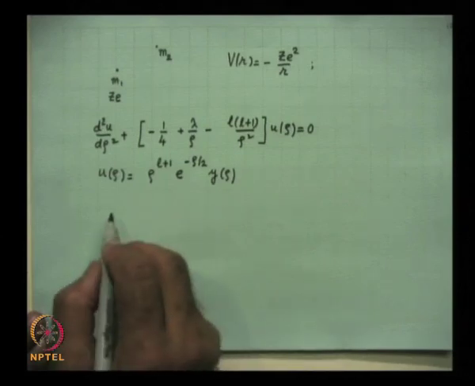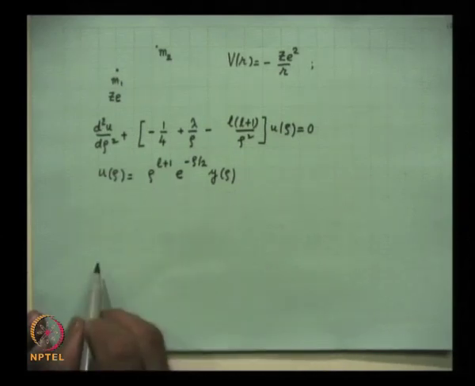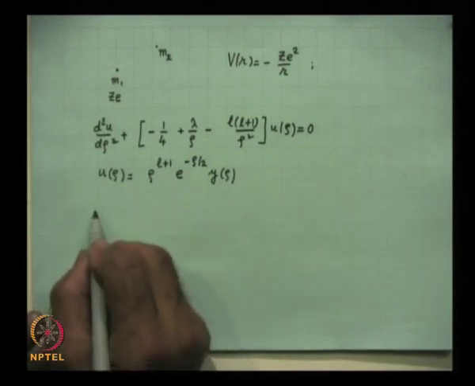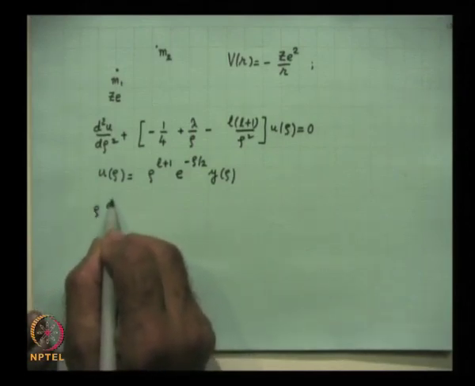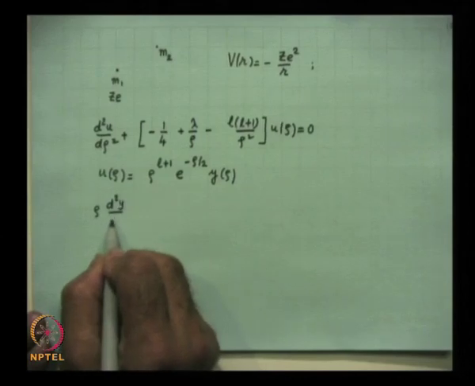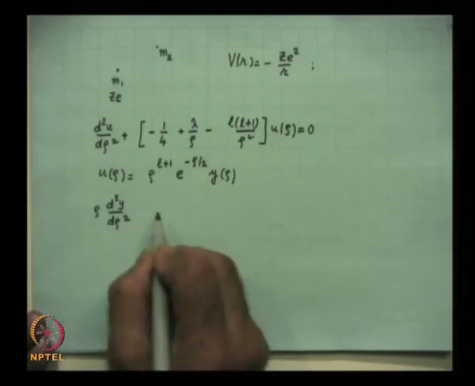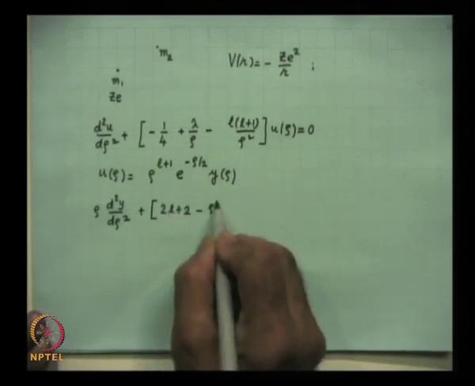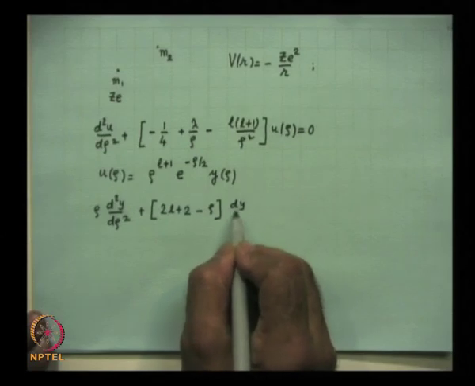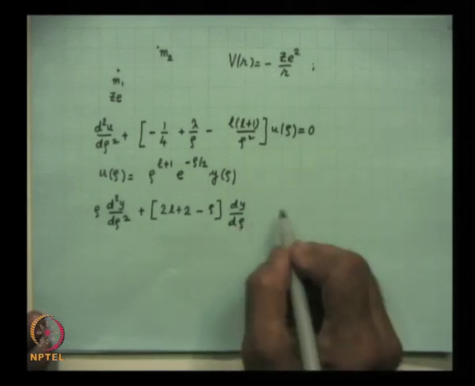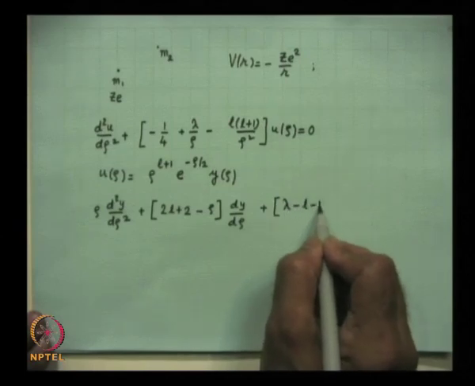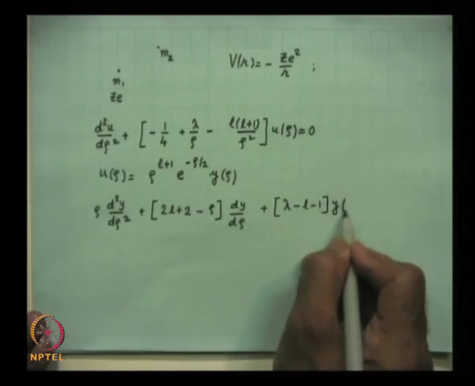Now, there is no approximation here, because I have defined y of rho by this equation. Then we found that if we use this, then y of rho satisfies the following differential equation: rho d2y by d rho square plus 2L plus 2 minus rho dy by d rho plus lambda minus L minus 1 y of rho.